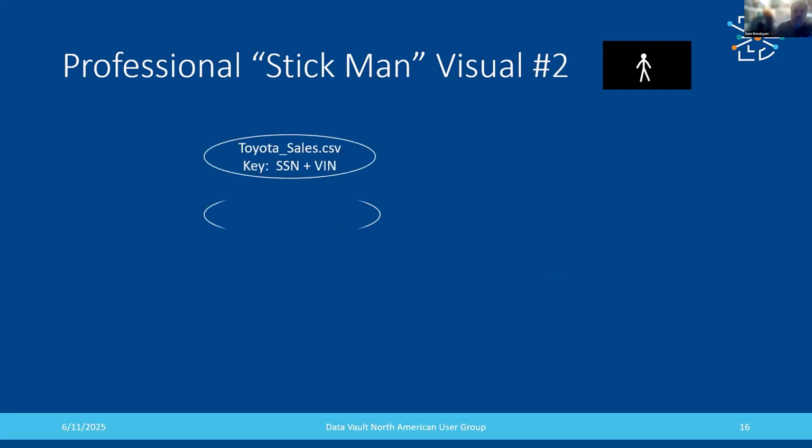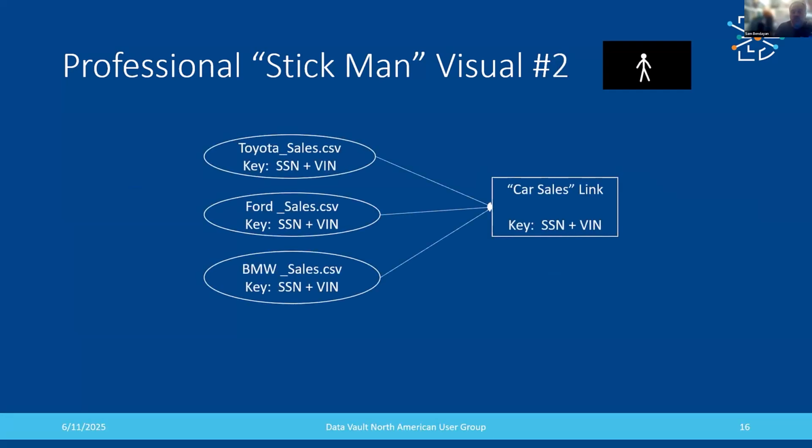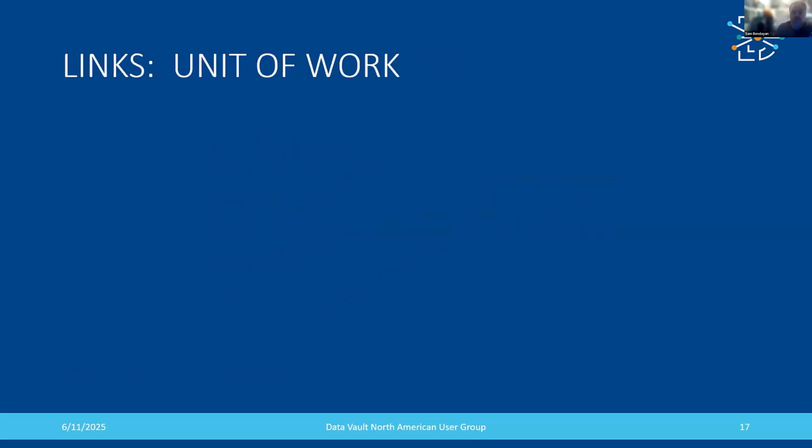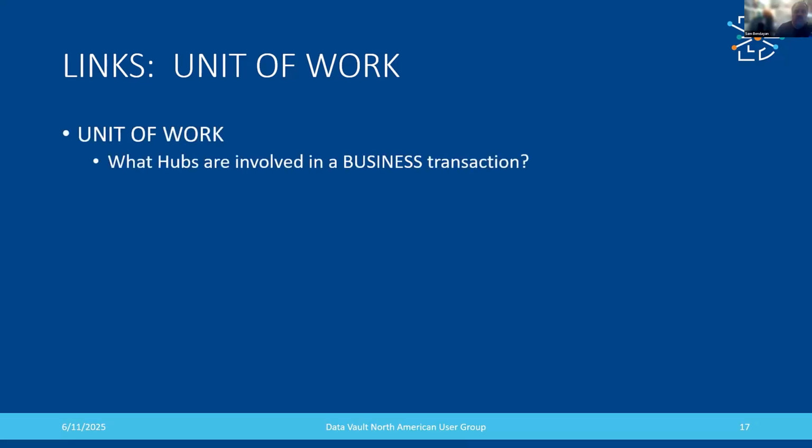Now, let's talk about the same kind of situation, but with links. Let's say now you have car sales files. You get three of them. They use the same keys. No problem. You load them into the same link. They represent the same unit of work, same type of data. Again, this is easy. Now, having said that, let's talk a little bit more. We're still on the topic of integration. So we're going to talk about unit of work. And unit of work is interesting because I find it to be something that is quite difficult to do right.